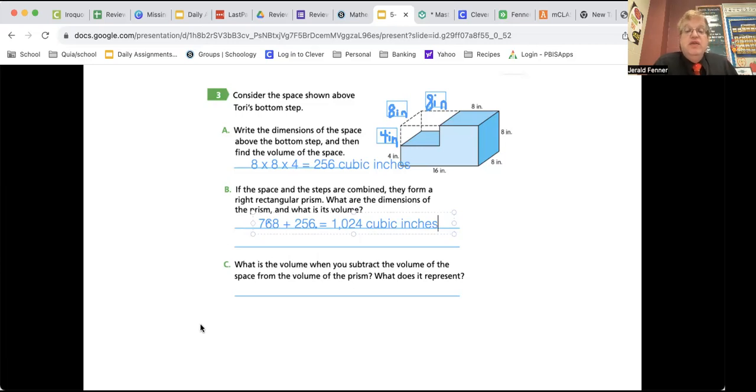Okay. So what is the volume when you subtract the volume of the space from the volume of the prism? Okay, so we basically find out that if we subtract the two from the amount of the entire prism, which is 1,024 minus 256, we get the actual size and volume of the step that she wanted.